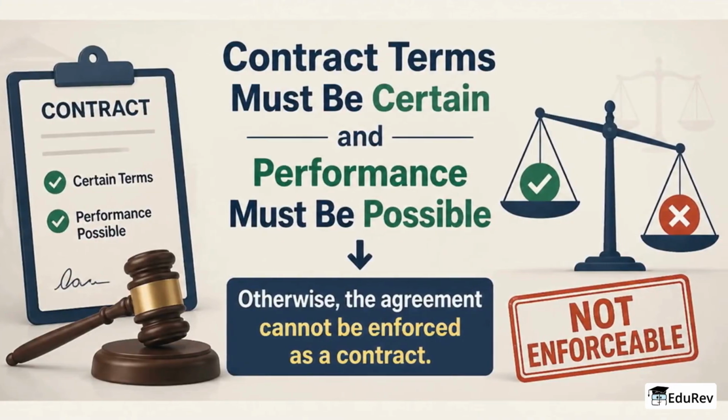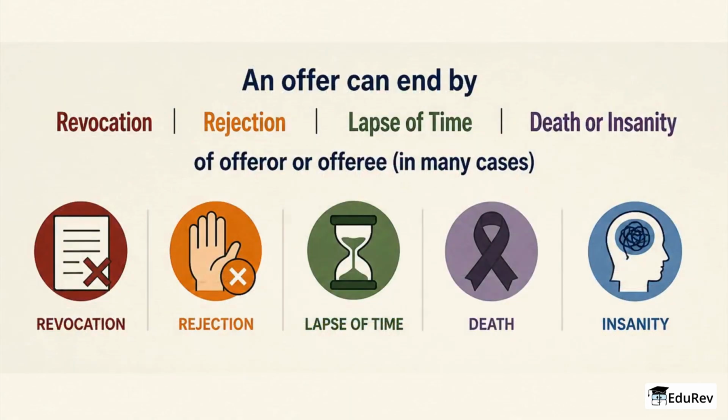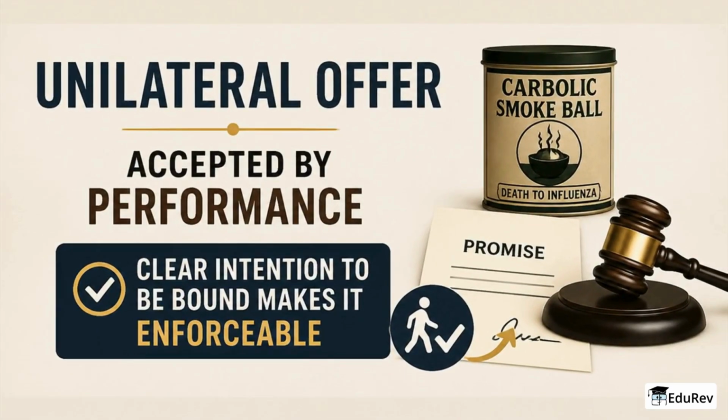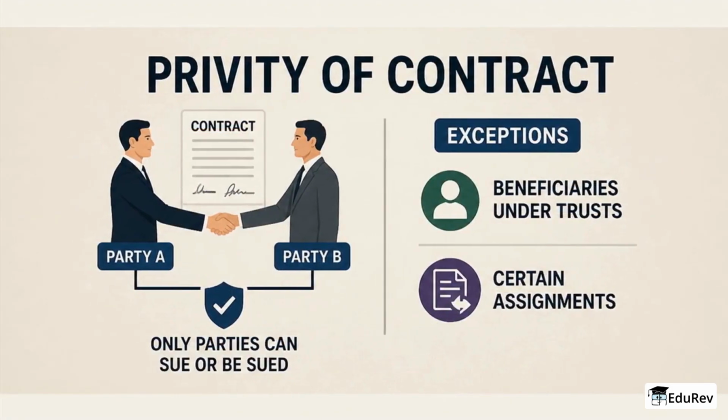Terms must be certain and performance possible under Sections 29 to 36. Otherwise, the agreement cannot be enforced as a contract. An offer can end by revocation, rejection, or lapse of time, or by the death or insanity of the offerer or offeree in many cases. Carlyle v. Carbolic Smokeball Company illustrates a unilateral offer accepted by performance, and that clear intention to be bound can make such promises enforceable. The doctrine of privity means only parties to a contract can sue or be sued, though exceptions include beneficiaries under trusts and certain assignments.